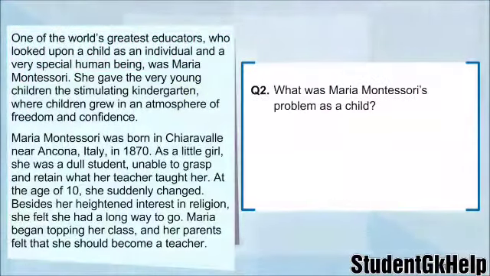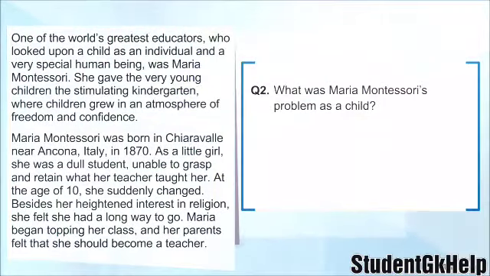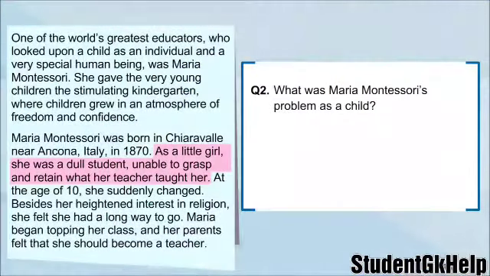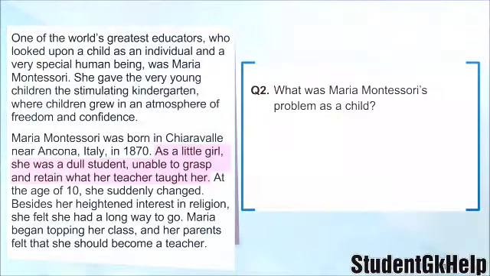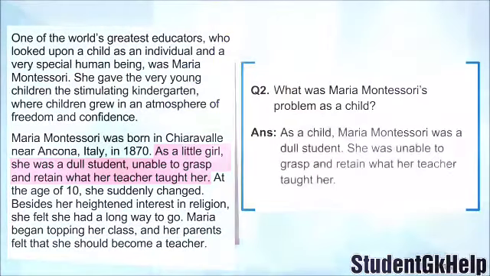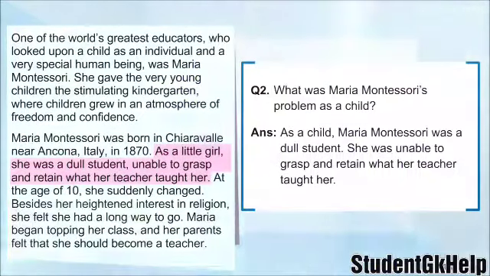Now let's move on to the second question. What was Maria Montessori's problem as a child? Scan the passage again. The second paragraph explains Maria Montessori's problems as a child. So we can rephrase this sentence to get the answer. What was Maria Montessori's problem as a child? Answer: As a child, Maria Montessori was a dull student. She was unable to grasp and retain what her teacher taught her.